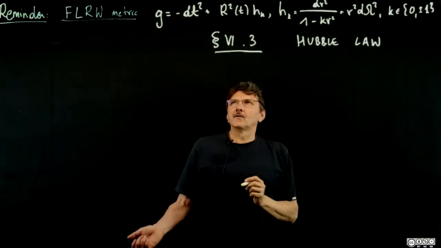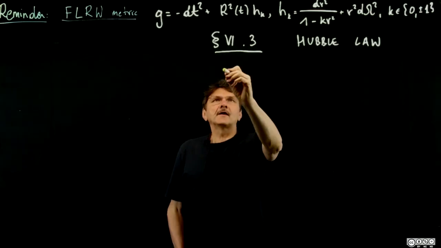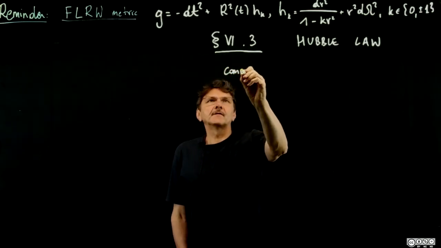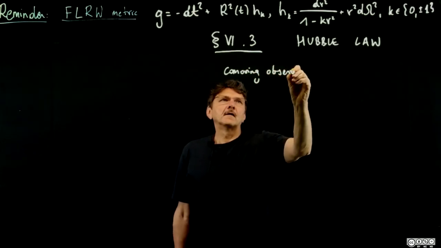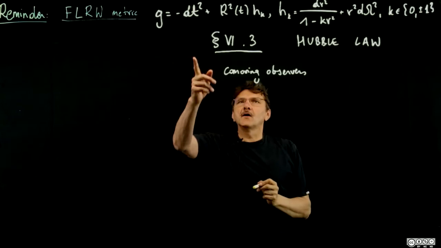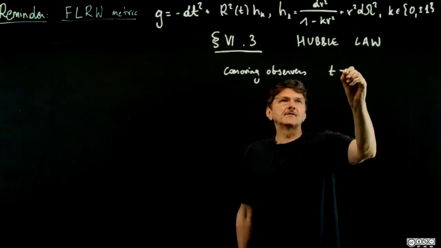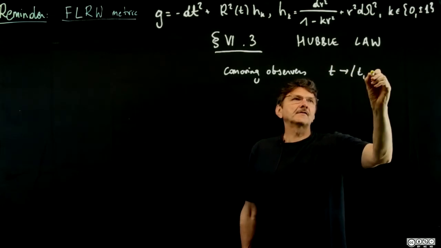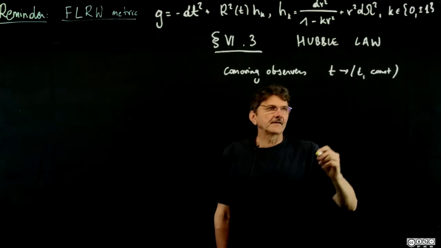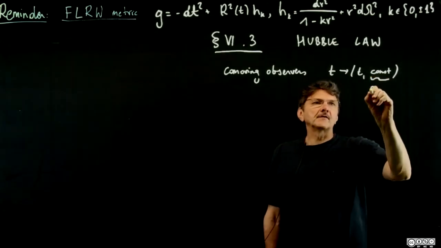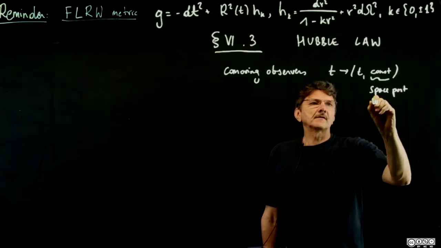And from now on, we look at this metric here. And we have comoving observers. So these have world lines given in the form t goes to t and a constant. So the space part, right? So the space part is constant.